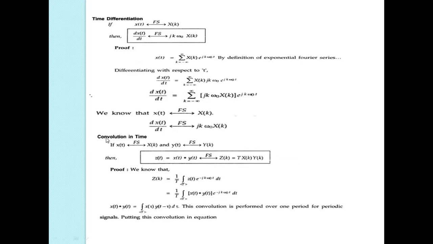Today we are going to discuss the remaining Fourier series property, that is the convolution in time. Before discussing the convolution in time property of Fourier series, you have to know what convolution is, and what formula you have to use for continuous time signals and discrete time signals.